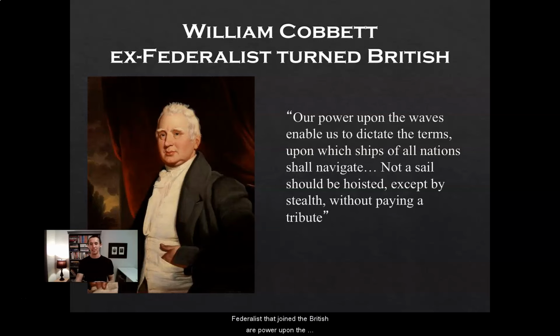An ex-federalist that joined the British said, our power upon the waves enables us to dictate the terms upon which ships of all nations shall navigate. Not a sail shall be hoisted except by stealth, without paying a tribute. That is unthinkable, to allow a foreign country to put tariffs on American ships. And the United States couldn't do anything about it. It did not have a navy. The navy had been just gutted. So that's a third factor, England putting tariffs.